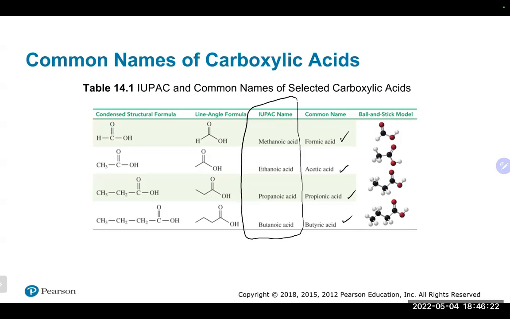Definitely acetic acid is used, I would say, probably more in normal conversation. It's used in normal conversation more than ethanoic acid. Most people will call it acetic acid. So you should definitely know acetic acid is ethanoic acid, because it is used very, very commonly. And again, it's really the major component of vinegar and stuff like that. So that's really why it's used a lot.